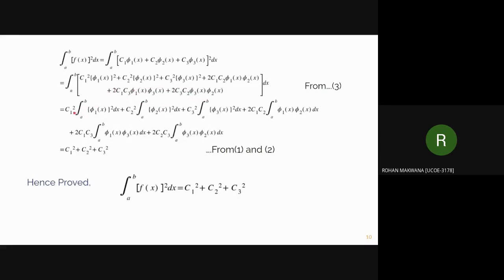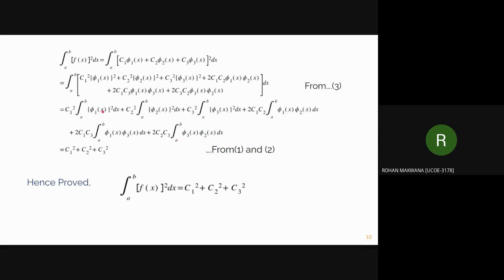So the following step becomes c1 square times the definite integration from a to b of phi1(x) square dx, plus c2 square times the definite integration from a to b of phi2(x) square dx, plus c3 square times the definite integration from a to b of phi3(x) square dx, plus 2c1 c2 times the definite integration from a to b of phi1(x) phi2(x) dx, plus 2c1 c3 times the definite integration from a to b of phi1(x) phi3(x) dx, plus 2c2 c3 times the definite integration from a to b of phi3(x) phi2(x) dx.